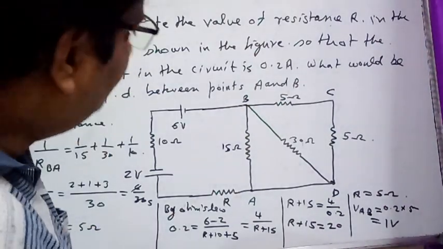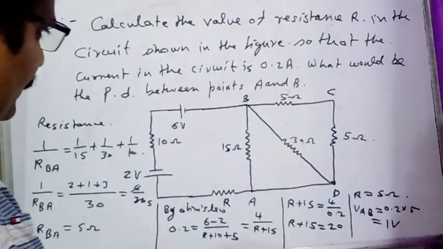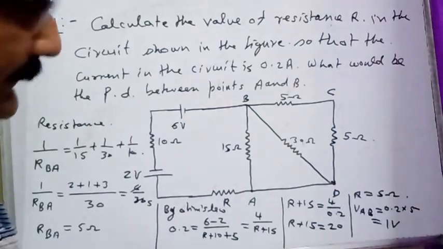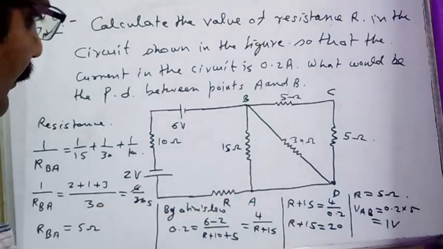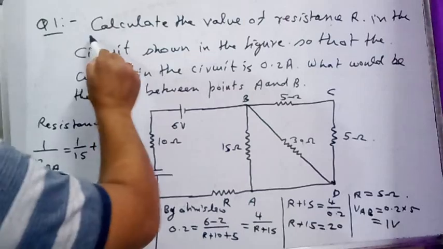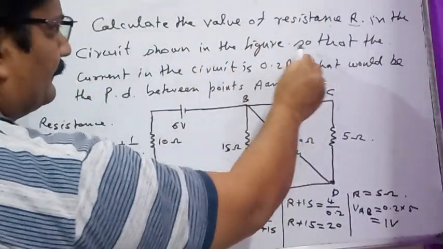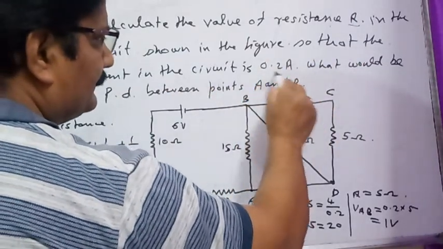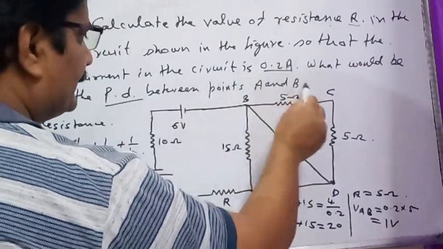Here we are going to take some numerical problems related to resistances in combination or grouping of resistances. This is a numerical question based on grouping of resistances. Students, see what is the question. Calculate the value of resistance R in the circuit shown in the figure so that the current in the circuit is 0.2 ampere. What would be the potential difference between points A and B?